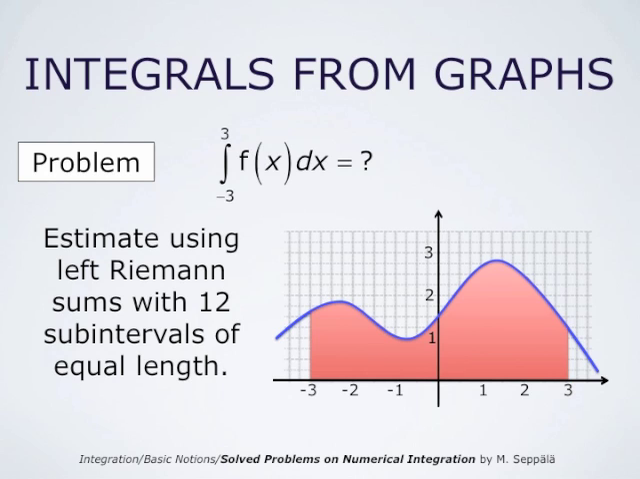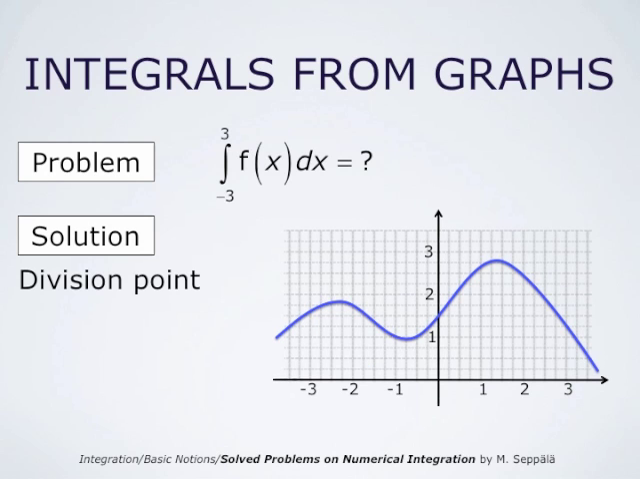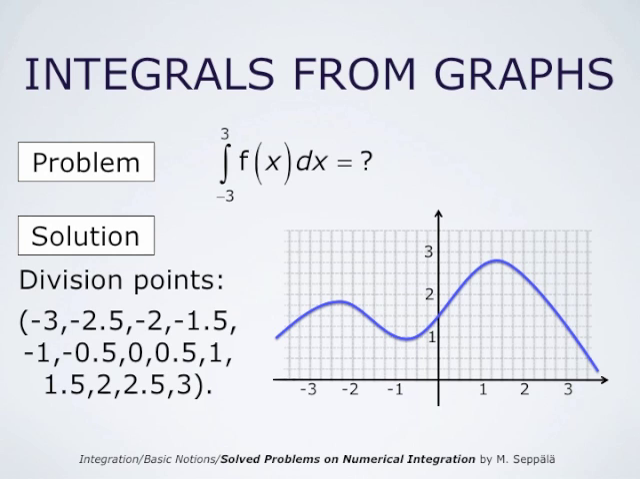And we are advised to estimate using left Riemann sums. That is, Riemann sums where the tag points are the left endpoints of the corresponding subintervals, and we are also told that we have to use 12 subintervals of equal length. So we decompose first the interval of integration, from -3 to 3, into 12 subintervals of equal length, and the division points are -3, -2.5, and so forth. The length of each subinterval is 6 divided by 12, that is just 1/2.